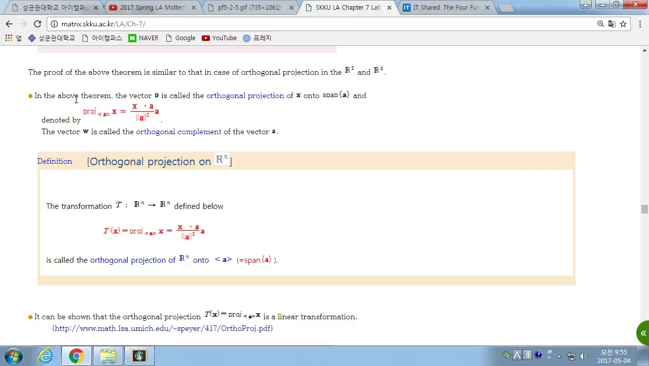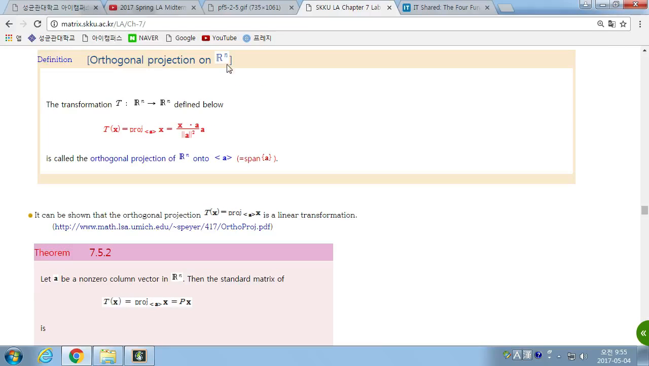And in the above theorem, the vector P is called the orthogonal projection of X onto the span of A. Span of A. The projection onto the span of A. And it can be denoted in this way, T times A. The vector W is called the orthogonal complement of the vector on the span of A. So P plus W is the next.